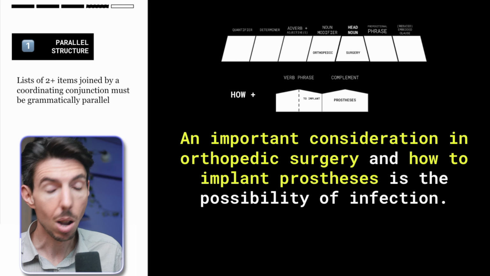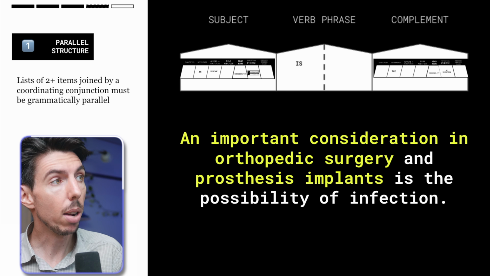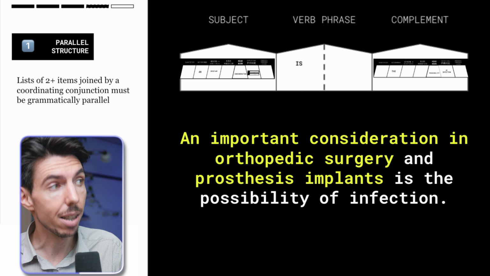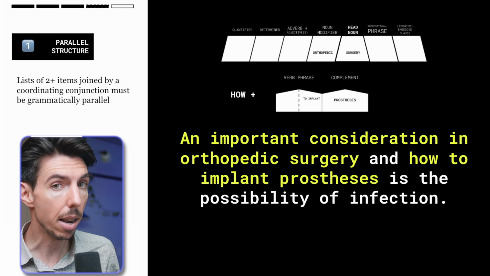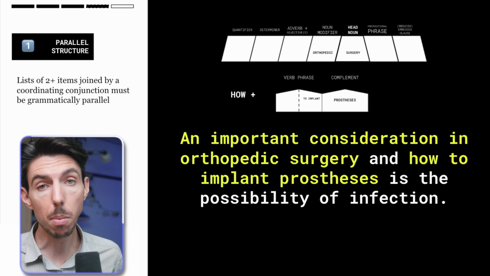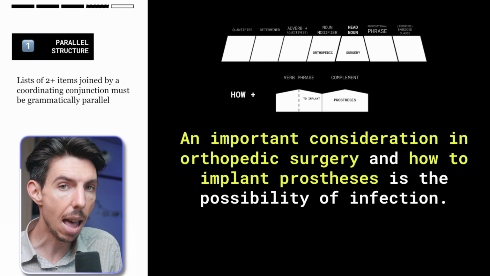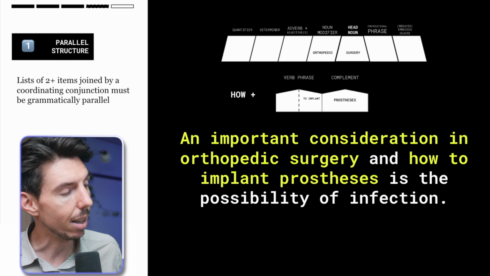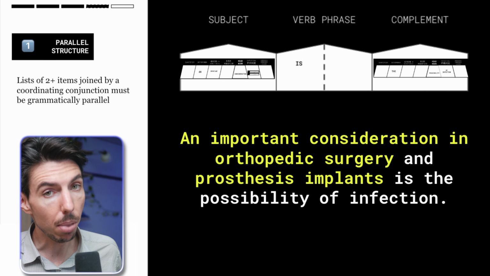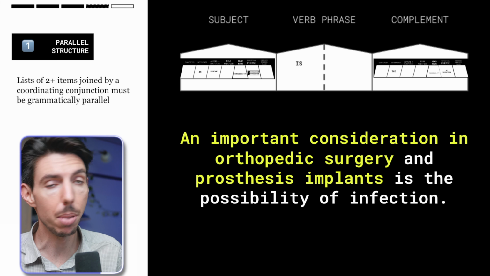So in order to correct this, we need to make sure that both items in the list are from the same part of speech. So we have an important consideration in orthopedic surgery and prosthesis implants. We've gone from how to implant prosthesis. We've decided, okay, what's the head noun there? Prosthesis or implant? Probably implant. How to implant what? How to implant prosthesis. So we're going to say the head noun is going to be implant, and we're going to modify that noun with prosthesis. So it becomes the singular, and implant, the head noun, takes the plural, so it becomes and prosthesis implants. An important consideration in those two things is the possibility of infection.